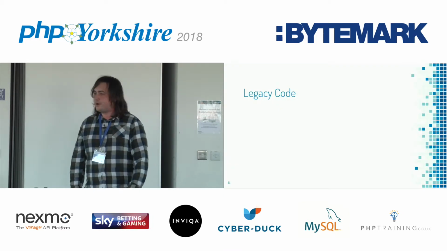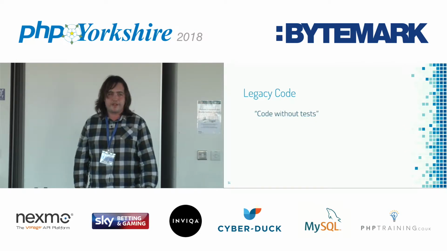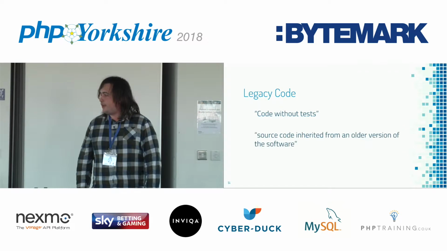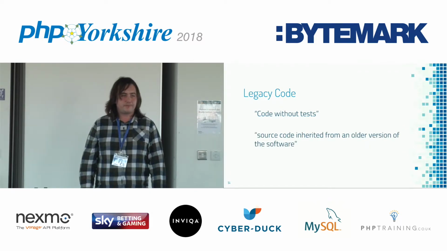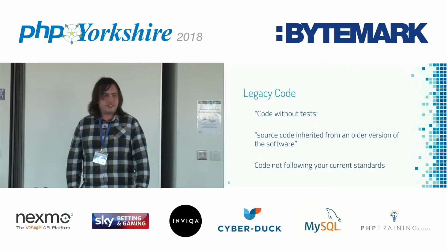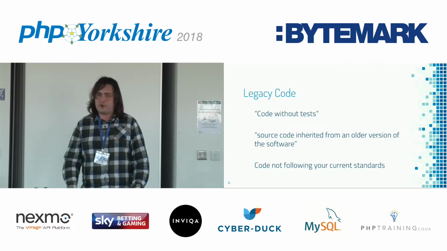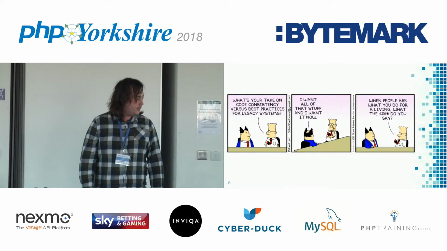So legacy code. What do we mean when we say legacy code? Code without tests is the Michael Feathers definition of it. Wikipedia defines it as source code inherited from an older version of the software. I kind of define it as code not following your current standards, because you can easily change your standards. Standards do evolve over time, new things come in, and it's easy to pick these things up, and then when you've picked them up, your old code would be considered legacy.